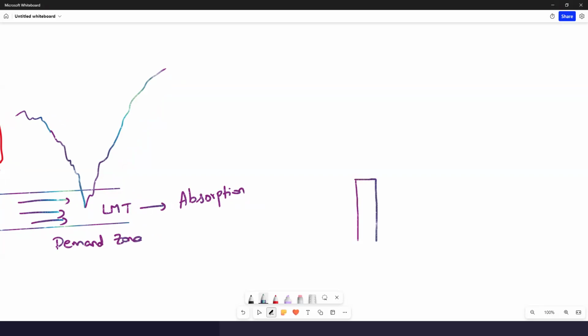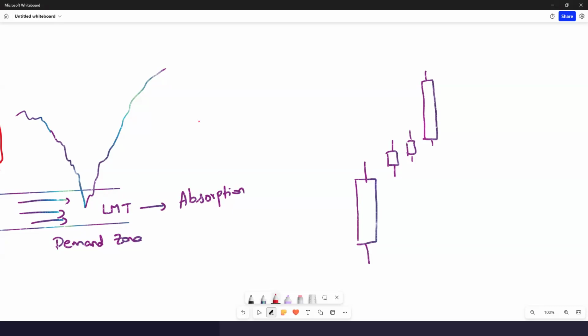So I'm having a rally, and then I'm having a small base. As I said, it can be a single candle or multiple candles. Let's say, just for namesake, I'm putting two candles over here, and then a rally. Probably last Friday, you could have seen this kind of price action very much in Nifty. You could have been able to figure out this kind of price action.